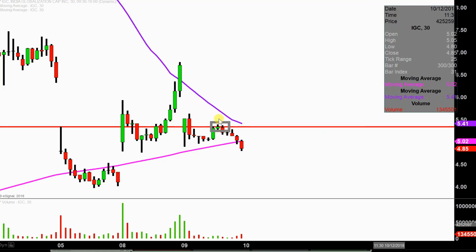Where did it get rejected? Right up there at that red line. I'm not saying the price can never, ever get up above that red line again. I'm just saying it makes sense why the price ultimately did get rejected during that mid-afternoon bounce that it had right there.